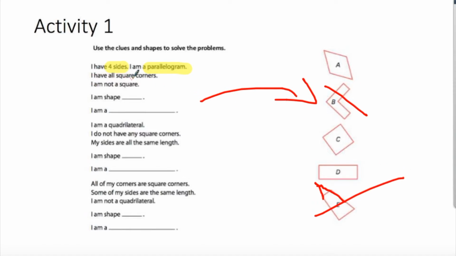I have all square corners. Right away, A doesn't have square corners at all. You cannot make a square out of that. That's square corners and that's square corners. And then it says, I am not a square. If it's not a square, what is it, guys? It is D. And you should write in there a rectangle.